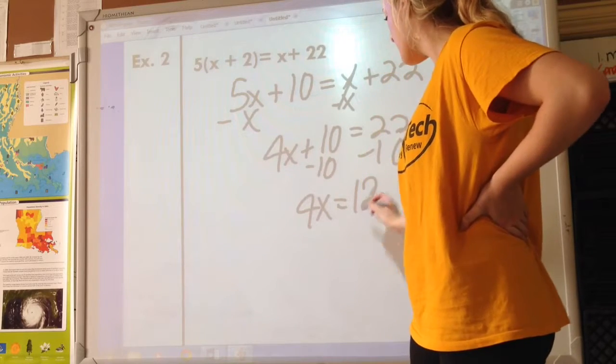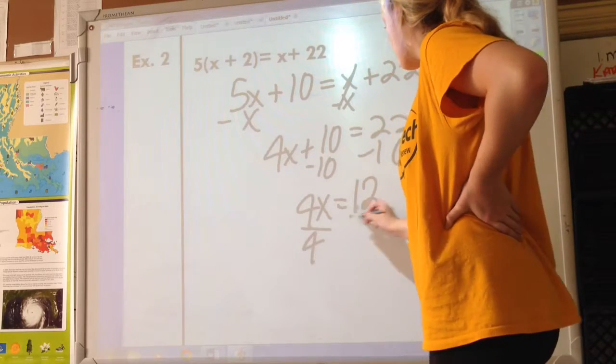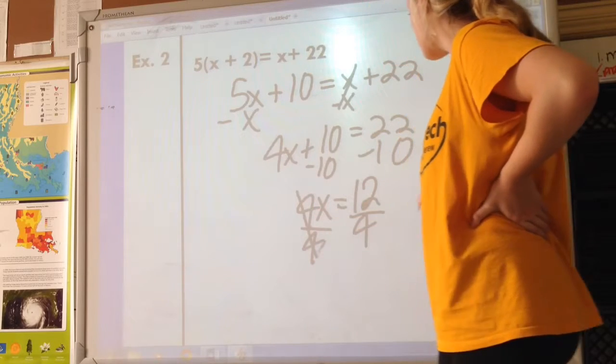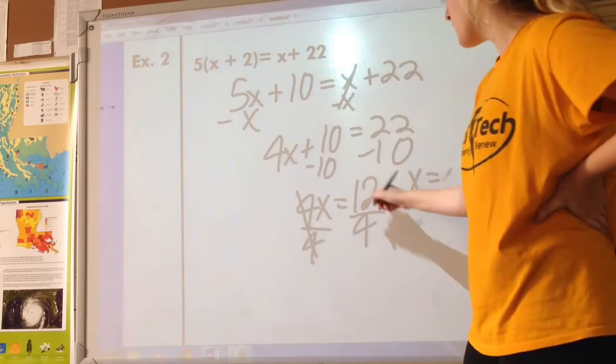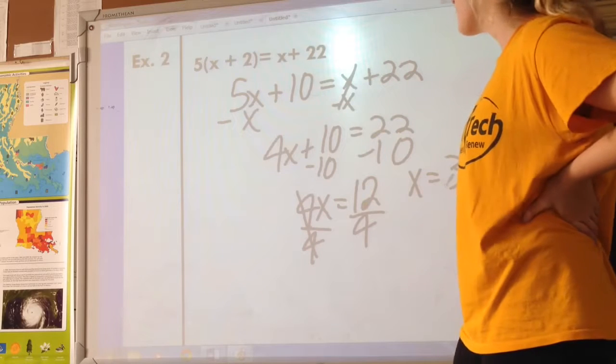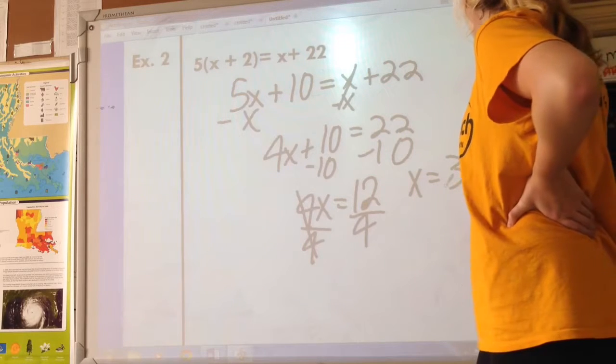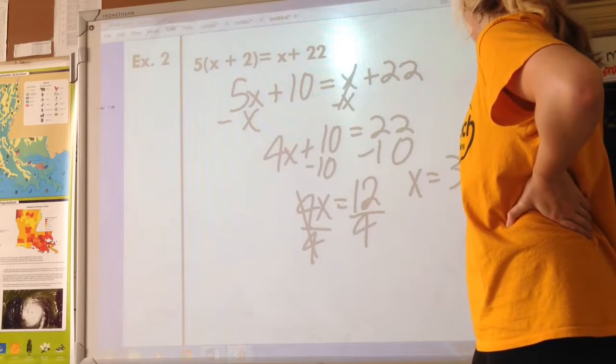I'm going to solve for x by dividing both sides by 4. My 4's canceled out. I'm left with x equals 12 divided by 4 is 3. So x equals 3. Let's go ahead and check our work by plugging that back in.